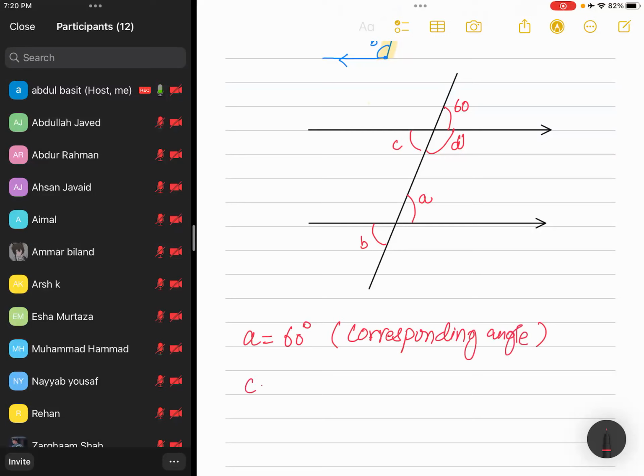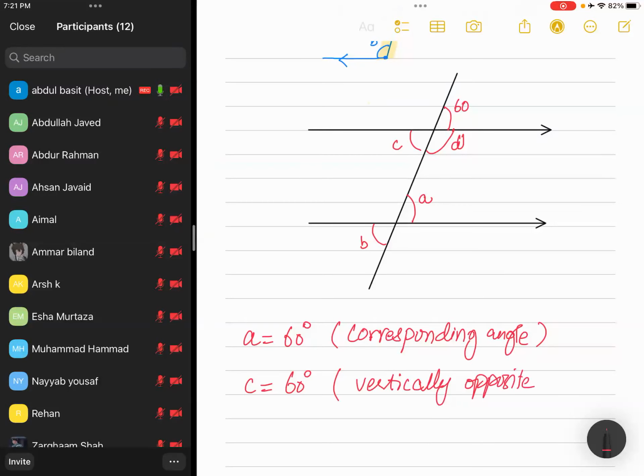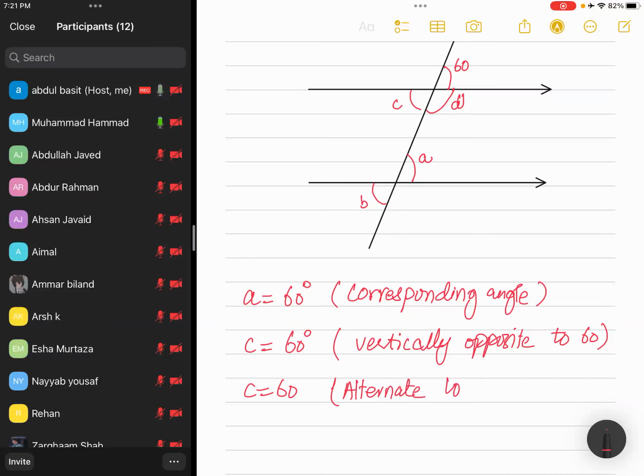What is the value of C? 60 degrees. Why? Vertically opposite. Vertically opposite to 60. I write it here, okay. And C is equal to 60 degrees, as you said. Alternate to A as well. Yes or no? Yes, sir. C is alternate to A as well.